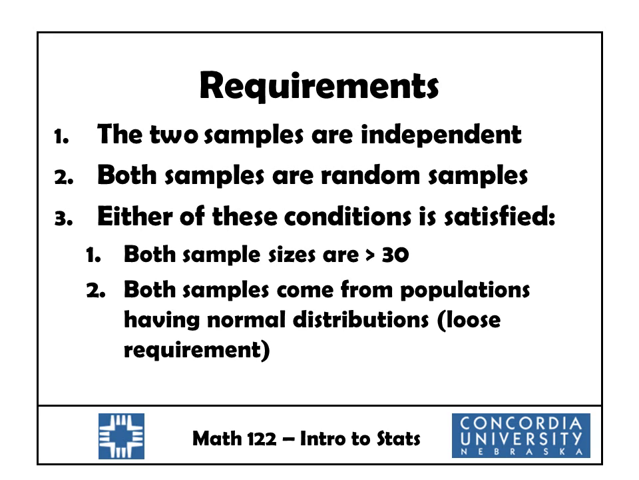Now the requirements for this type of test where we're comparing two means is that the two samples are independent, again meaning that what happens to one sample has no effect on the other. Second, both samples are random. And then number 3, either of these conditions is satisfied: either both sample sizes are greater than 30, or both samples come from populations having normal distributions. Now this third requirement looks very similar to the requirement for the central limit theorem, and that's because the central limit theorem forms the theoretical foundation for this type of a test.